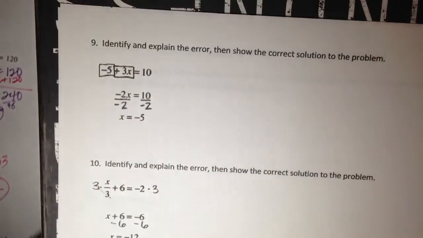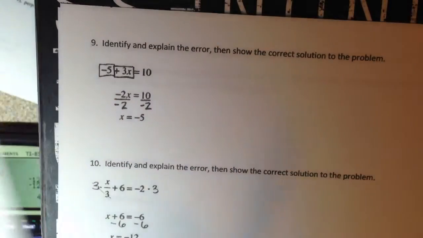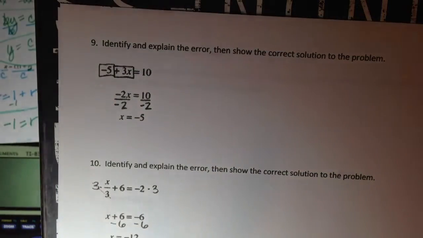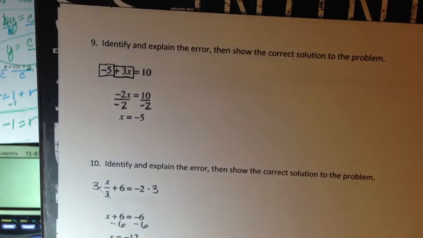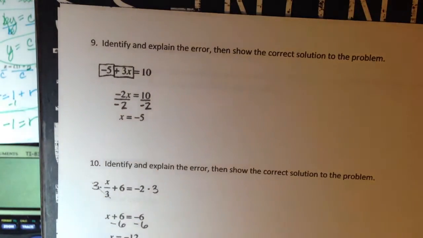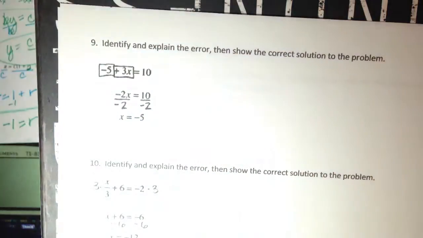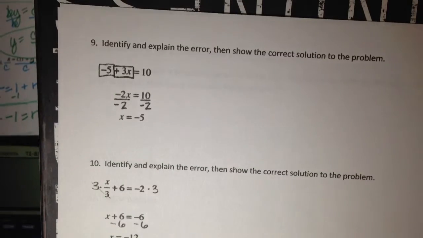All right, moving along in our work on our Unit 1 assessment review. I'm going to go on to the second page starting with number 9. I have a feeling I'm going to be able to get through the second and third page. We'll see how this goes. I don't like my videos to be much longer than 6 or 7 minutes. Identify and explain the error in number 9.